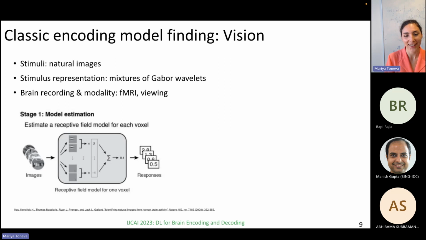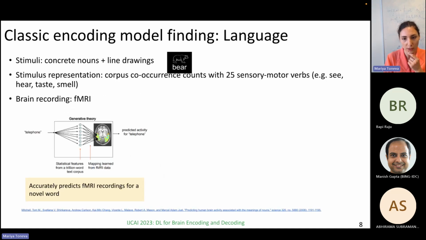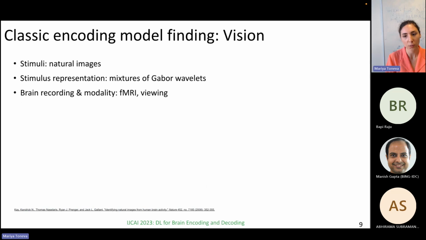Hopefully. Okay, great. So I think we cut off at the end of the language part. So here, what I was saying was that now we'll discuss these classical findings in the vision domain, in which people saw a set of natural images. This was about 2,000 natural images, and their brain activity was recorded using fMRI while they were viewing these natural images. Here the authors chose a stimulus representation that was a mixture of Gabor wavelets.